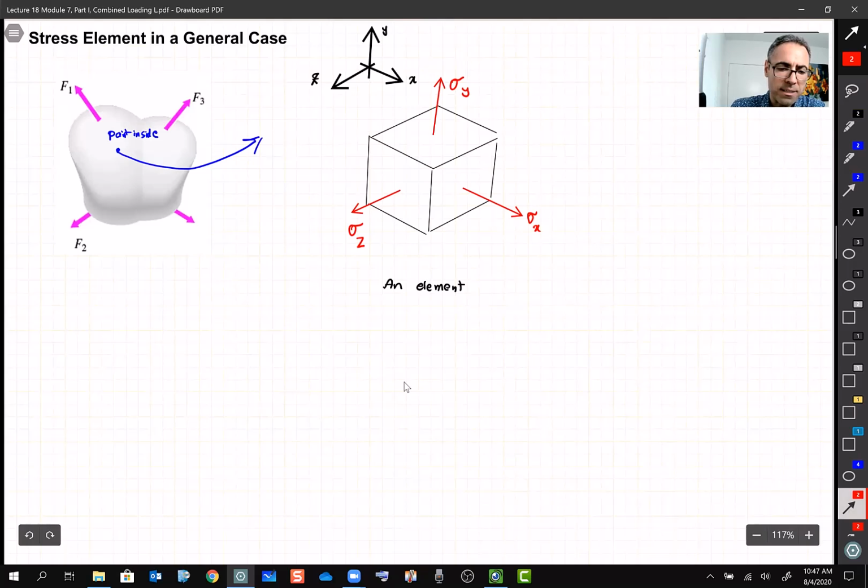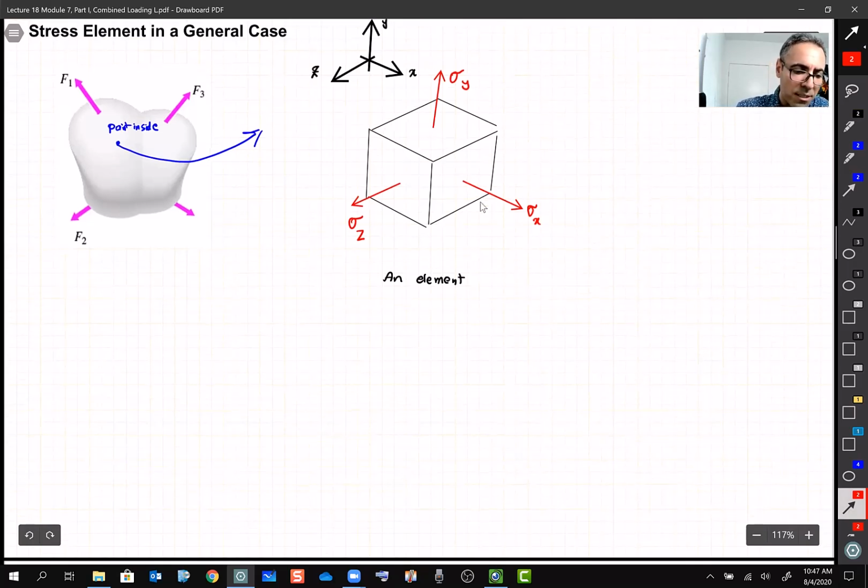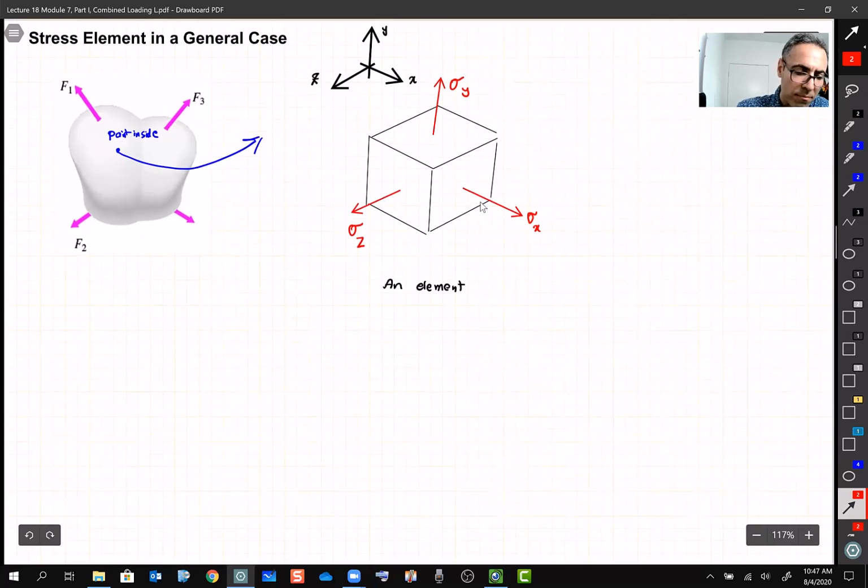So if I have a sigma x on this face, it means I have to have another stress on the other side of these. I have to have another one below, and I have to have another one over there, right? So if this one is sigma x, the other one is sigma x, sigma y, and sigma z, and they are in balance.